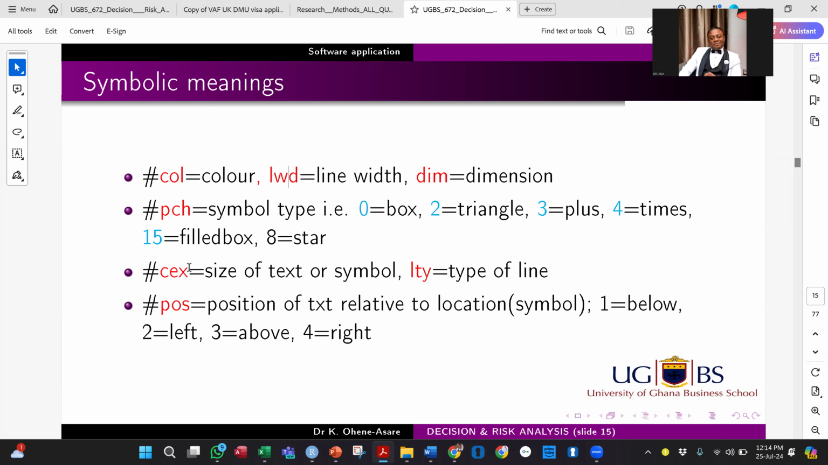I'll show you an example very soon. Then 15 is when you want it to be filled box. 8 is when you want it to be a star. The 6 is the size of the text symbol. And then the LTY is a type of line, whether it's a zigzag line, a deep line, double zigzag line, and all of that. And then the POS is a position of the text. So when you write a text, you want the text to be on top of the point, or on the left of the point, or below the point, or on the right of the point. Those are the numbers here that will showcase each one of them that you are looking at.